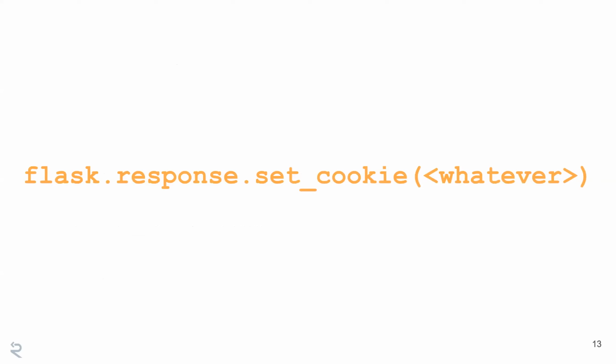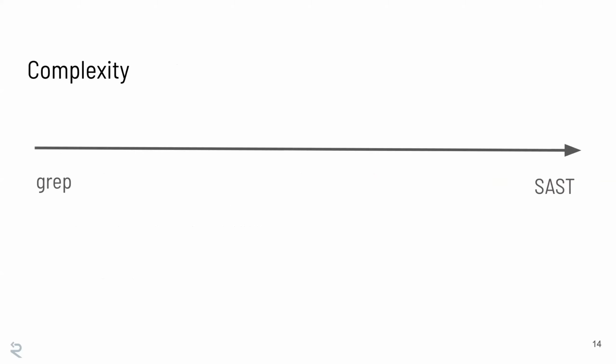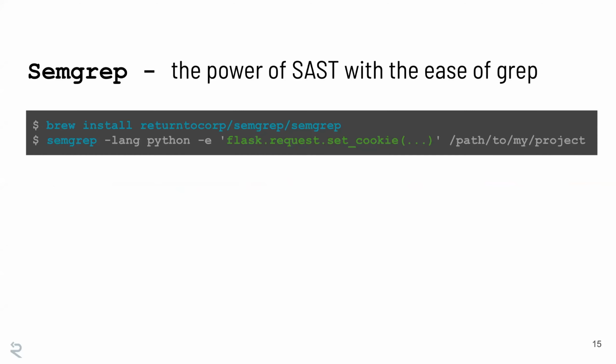So really, what would our ideal grep look like? Well, we would probably want to say, we know that it's not just any response object, it's specifically the response class that comes from Flask. So if we see flask.response.setCookie, we don't really care what's inside there. That would be the kind of invocation that we would like to have for our tool. And so in terms of complexity, if you had grep on one side and static analysis security tools on the other side, Semgrep, which we're about to introduce, would kind of sit in the middle, and it's trying to get the best of both worlds from these tools.